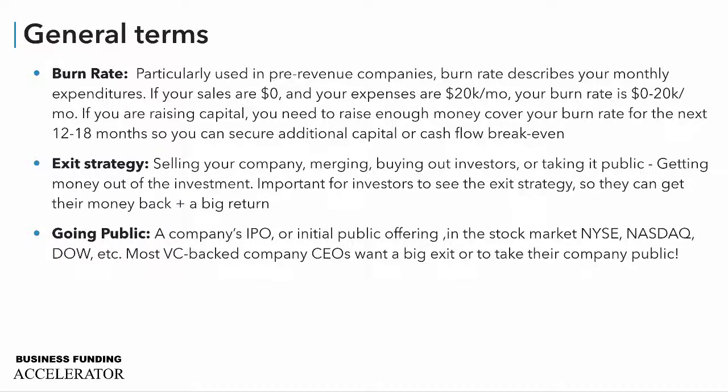Going public, it's a big one. A company's IPO or initial public offering in the stock market, like the New York Stock Exchange or NASDAQ, Dow, those are all different parts of the stock exchange. And so most VC-backed company CEOs want a big exit, a big sale of the company. They want to sell it for $1 billion.